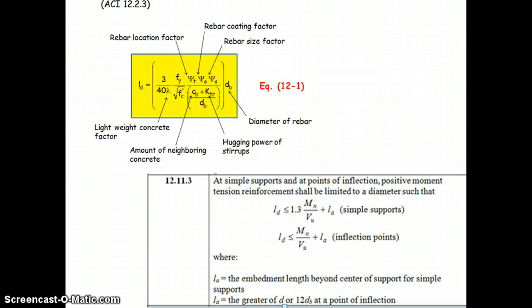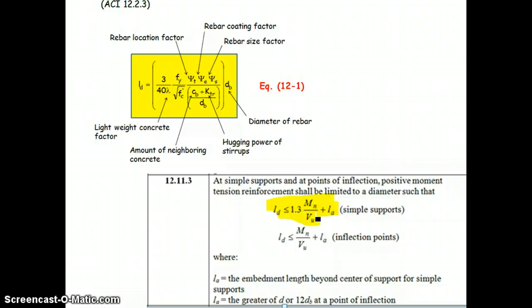After that, part F asked us to compute development lengths using equation 12.1, and then later on it asked us to apply 12.11.3 to determine if the development length was less than or equal to 1.3 times Mn over Vu plus La. So this is what part H asked us to do. Now remember, Mn is the nominal moment strength, so it would be As fy times the quantity d minus a over 2.